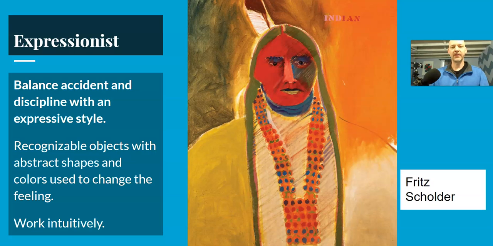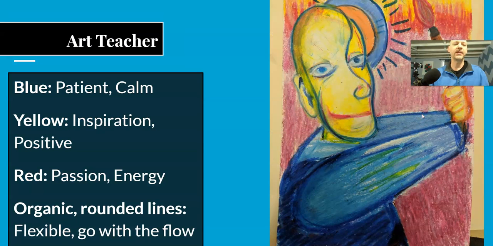We see that we can recognize these as recognizable objects, but he makes lots of changes. He distorts things quite a bit. You are going to do a self-portrait.